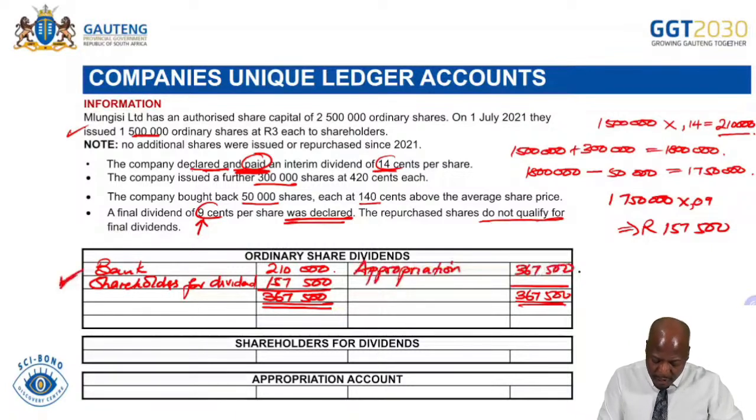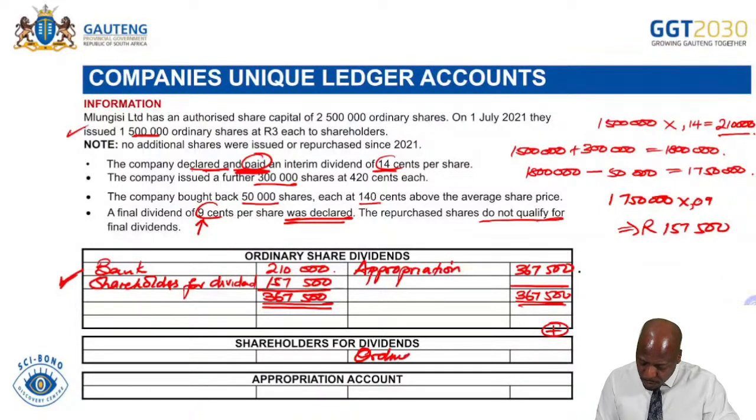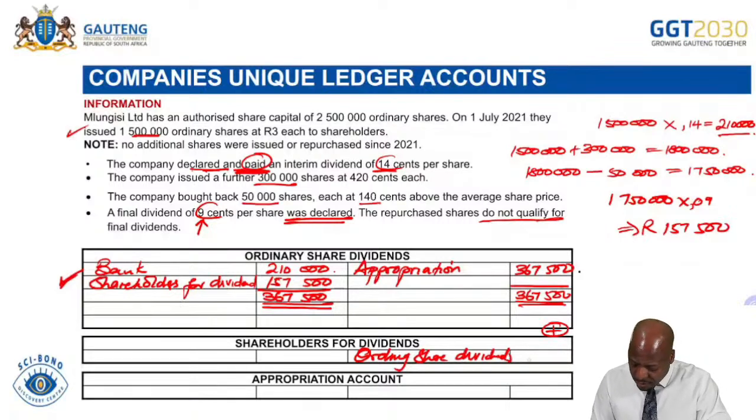Okay, I have shareholders for dividends here. So I'm going to come now to my shareholders for dividends account, because these are dividends that we owe to our shareholders. We owe these dividends to our shareholders. So I'm going to come now to the credit side, because once we owe, it is a liability. So I'm going to now say ordinary share dividends. Okay, and then the amount is how much? 157,500.